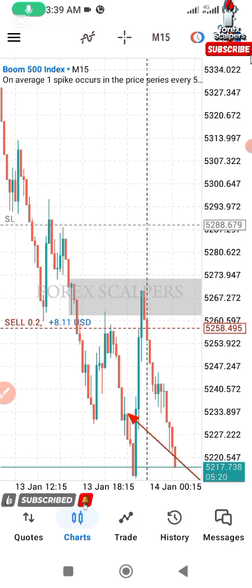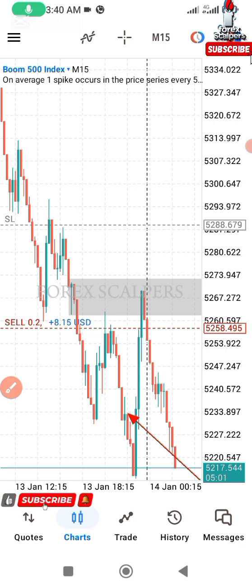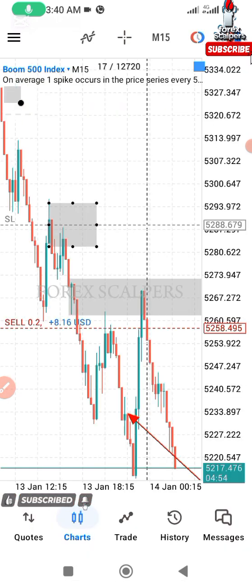I quickly identify my structural points. So here are the structural points that I identify. I have this lower high, I have this lower low, I have this lower high, and I have this particular lower low. So the downtrend continues. Now I want to identify my point of interest. So first, one of my points of interest is my order block.